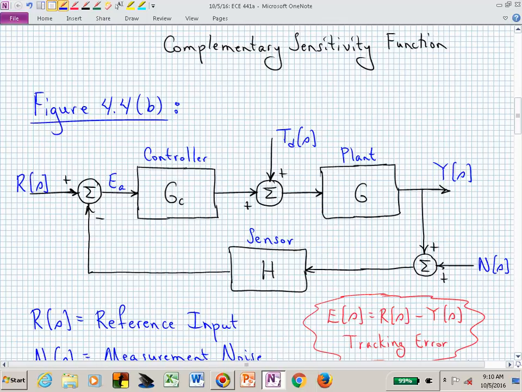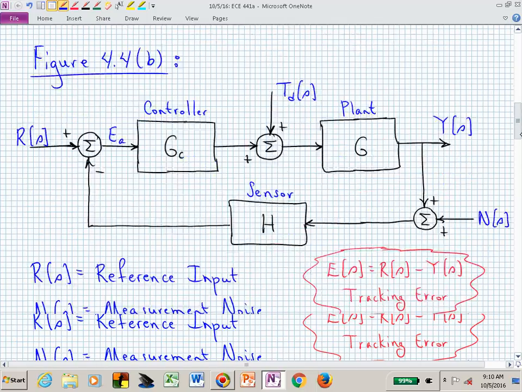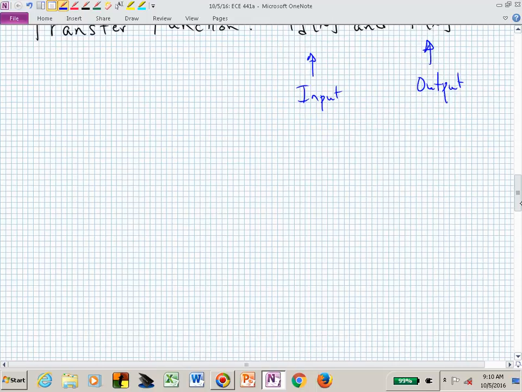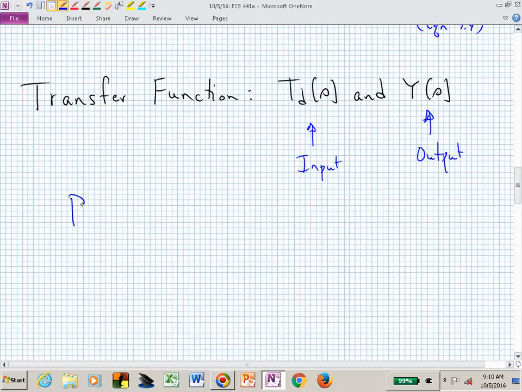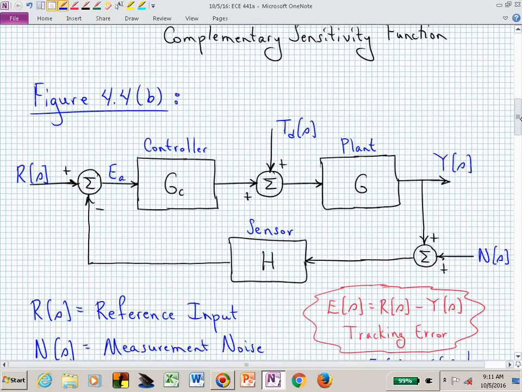If we use Mason's gain, what are we looking for with Mason's gain? Paths and loops. How many paths are there between the disturbance T sub D and Y? One, and that's pretty easy, isn't it? We have a path. Does that look right? That's our path between T sub D and Y.